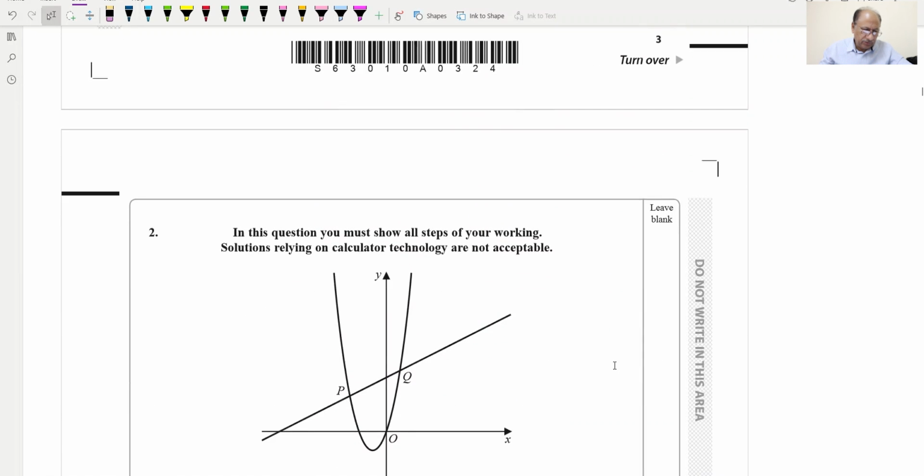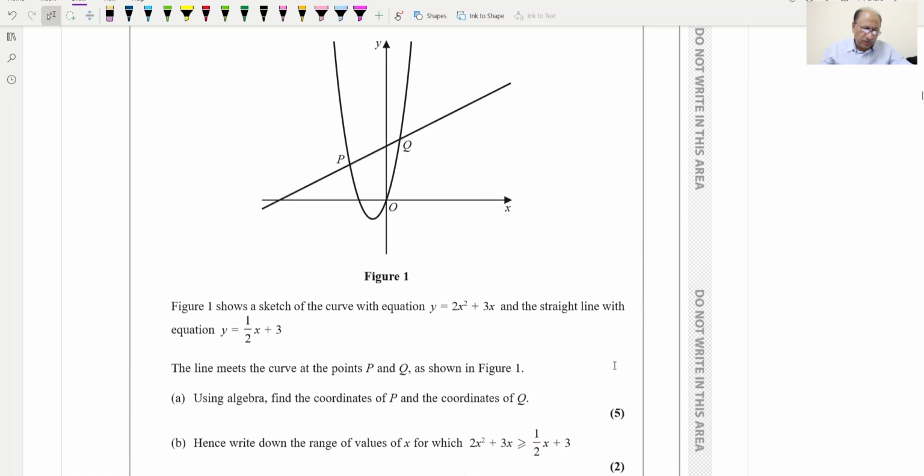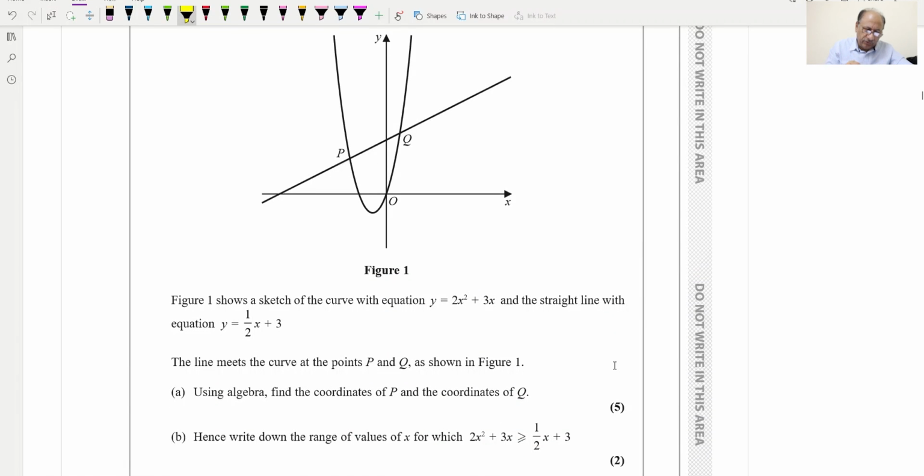Okay, so let us move to the next question. This is question number 2, and a diagram is provided. Figure 1 shows a sketch of the curve with equation y is equal to 2x square plus 3x and the straight line with this equation. The line meets the curve at the points P and Q as shown in figure 1. A part, use algebra, find the coordinates of P and the coordinates of Q, and this is a 5 mark question. Coordinates of P are required and coordinates of Q are also required.